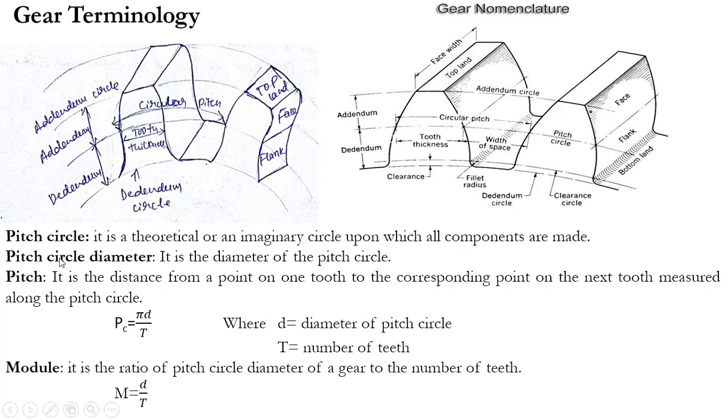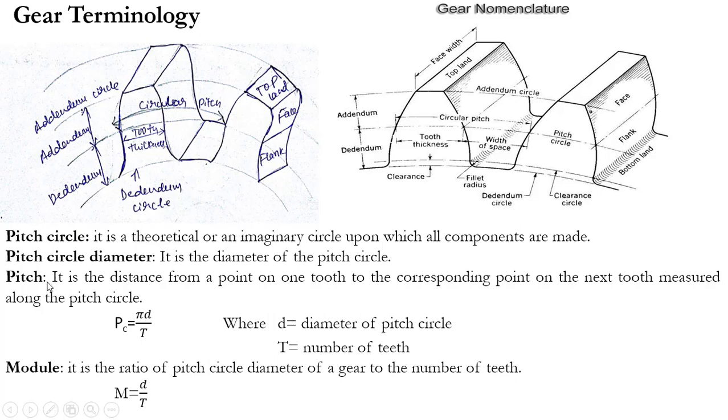Next is pitch circle diameter. It is very simple. Once you know what the pitch circle is, then the pitch circle diameter is the diameter of this imaginary circle. So that is what they are telling here. It is the diameter of that pitch circle. So the gears are, as we said, a toothed wheel actually. A wheel is in circular shape, you all know that. So the diameter of that imaginary or theoretical circle is called the diameter of the pitch circle. That is pitch circle diameter.